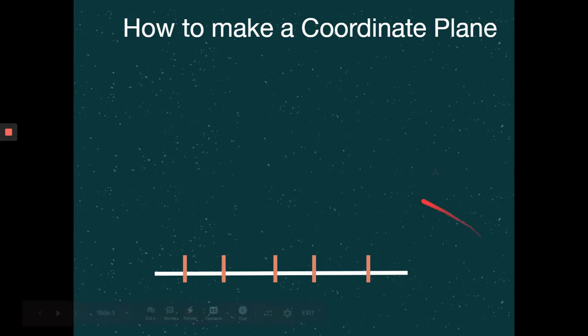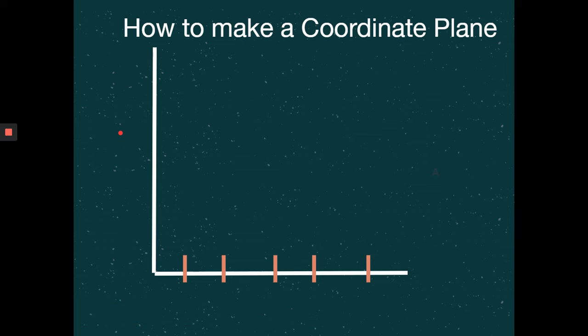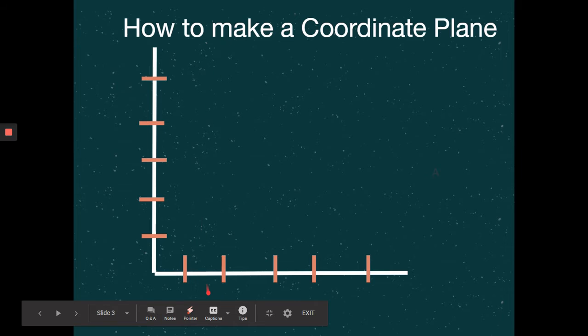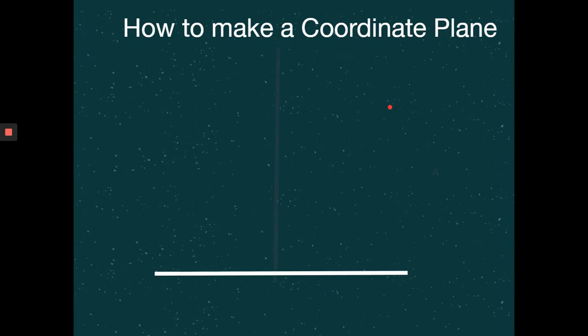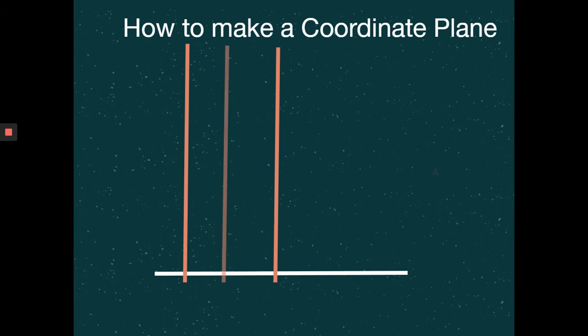So then from here, you're going to make your y-axis, your vertical line, like so. And then you're going to put about 5 tick marks up there as well. Easy, simple so far. From here, you're going to make these tick marks longer. So you're going to just stretch them out all the way up and all the way across. And that would look something like this.